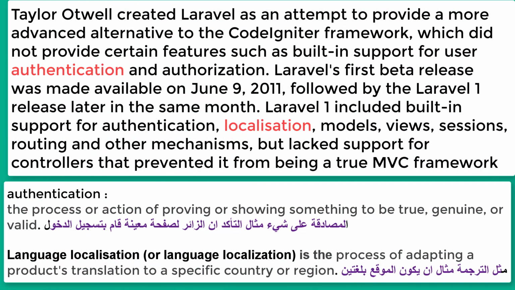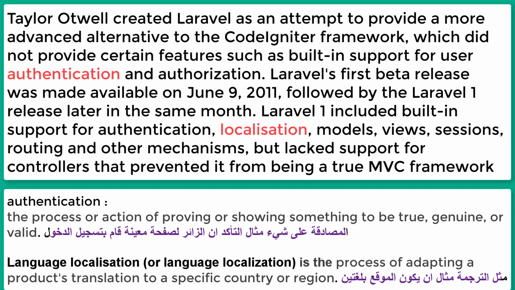Taylor Otwell created Laravel as an attempt to provide a more advanced alternative to the CodeIgniter framework, which did not provide certain features such as built-in support for user authentication and authorization. Laravel's first beta release was made available on June 9, 2011, followed by the Laravel 1 release later in the same month. Laravel 1 included built-in support for authentication, localization, models, views, sessions, routing and other mechanisms, but lacked support for controllers that prevented it from being a true MVC framework.